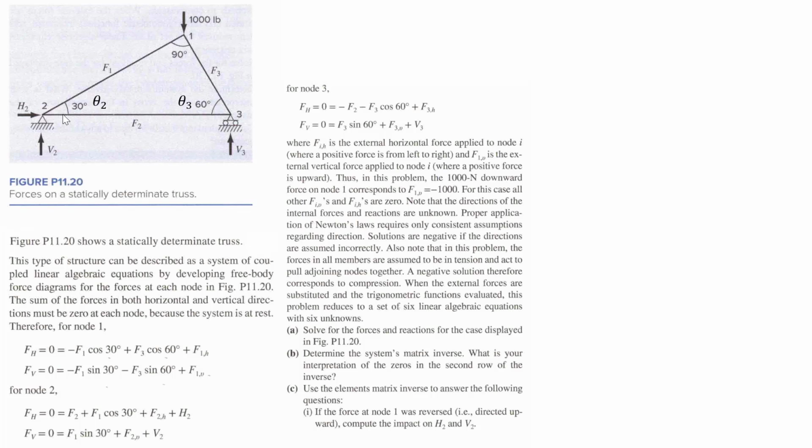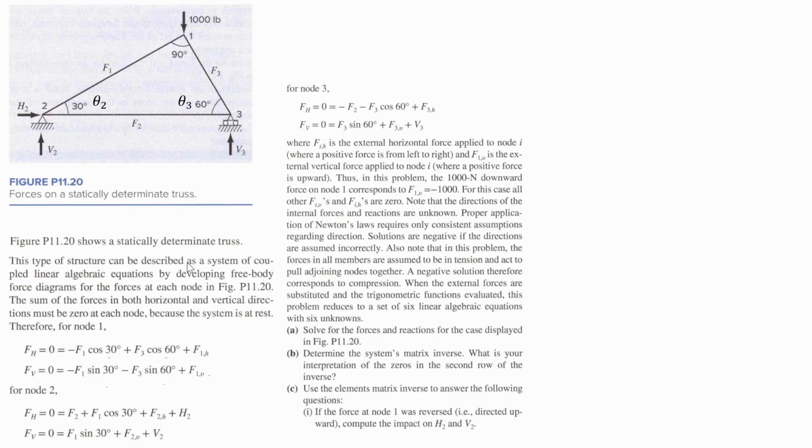I've labeled that as theta 2 as it goes with node 2. And then there's theta 3 that goes with node 3. In my notes, I had that as theta 1, but I didn't label it as such there. But let's go through the write-up that's shown in the book. There's a lot of positives in this problem. It says figure P1120 shows a statically determinate truss. This type of structure can be described as a system of coupled linear algebraic equations by developing free body diagrams for the forces at each node.